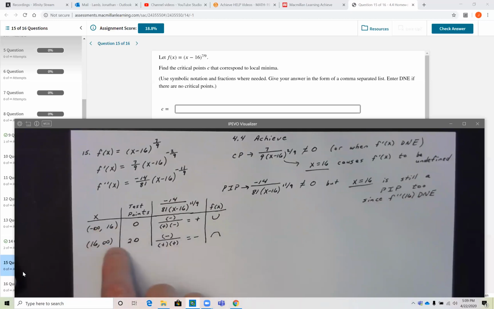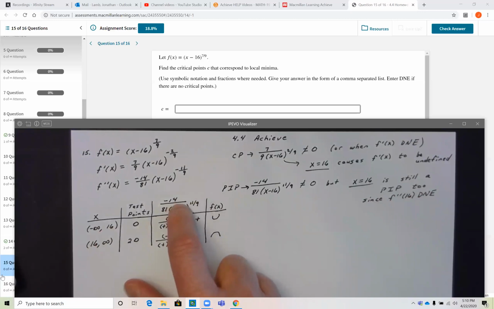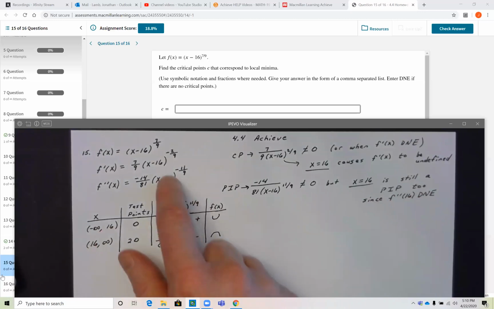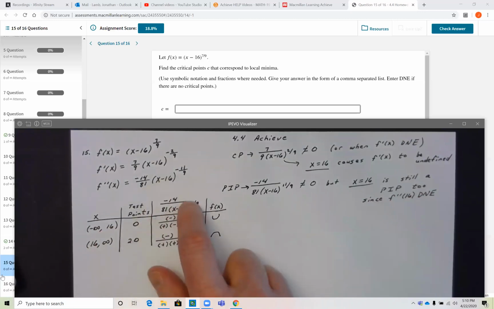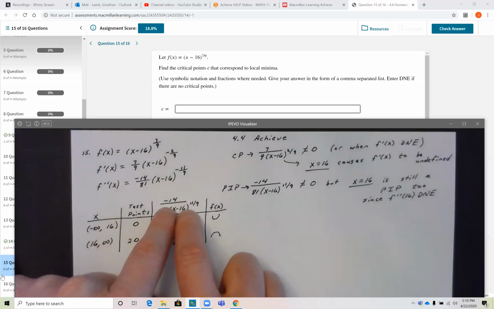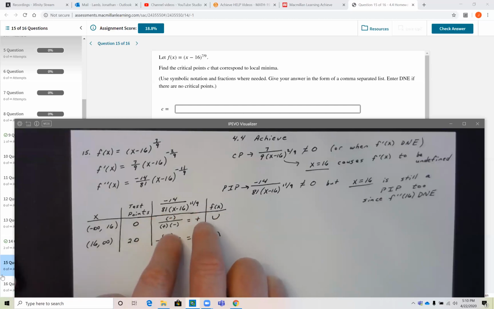My second one goes from 16 to infinity. I let a 0 represent the first region and a 20 represent the second region. Then I can say, okay, I'm testing the sign of my second derivative in each of these regions. So you'll see I just put my simplified second derivative, negative 14 over 81 times the group x minus 16 to the 11 over 9 power.